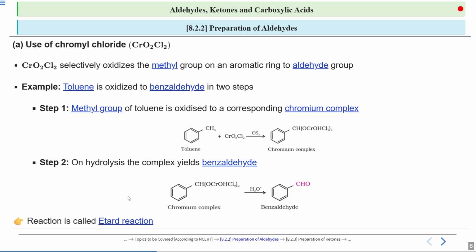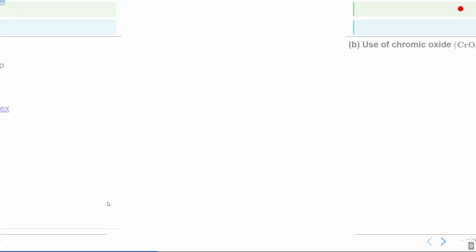Now this reaction is famously called the Etard reaction. It is named after the chemist who discovered it, and it is a classic method for preparing aromatic aldehydes, such as benzaldehyde. So you need to remember this name: this reaction is called the Etard reaction.